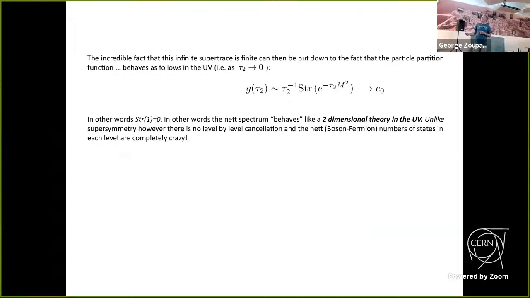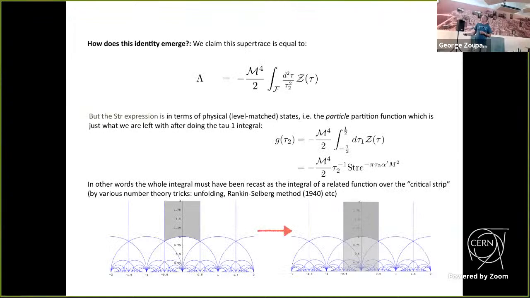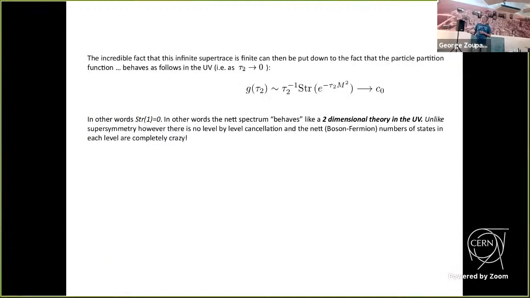So if you think about that, and what we're actually looking at, which is this function g, the number of states in the theory, what the fact that this supertrace is finite tells you is that this function g, the particle partition function, counting the number of states in the theory, goes to a constant when tau 2 goes to zero in a string theory. So in the deep ultraviolet, if I Taylor expand this thing, the leading term is going to be zero. In other words, supertrace of 1, just counting the number, equals zero. That's the miracle of these theories. Despite the spectrum looking completely crazy, supertrace 1 equals 0.